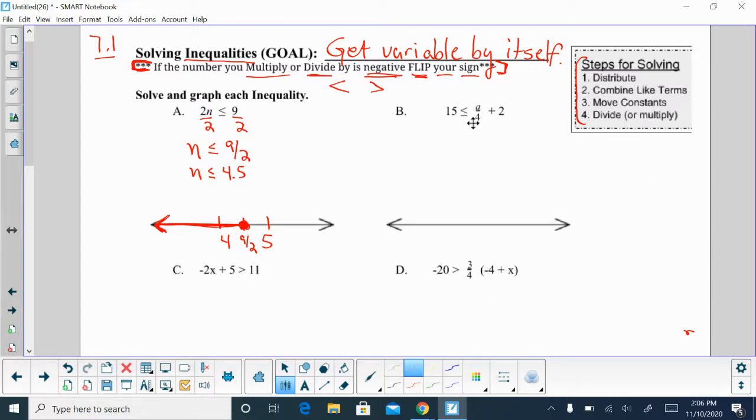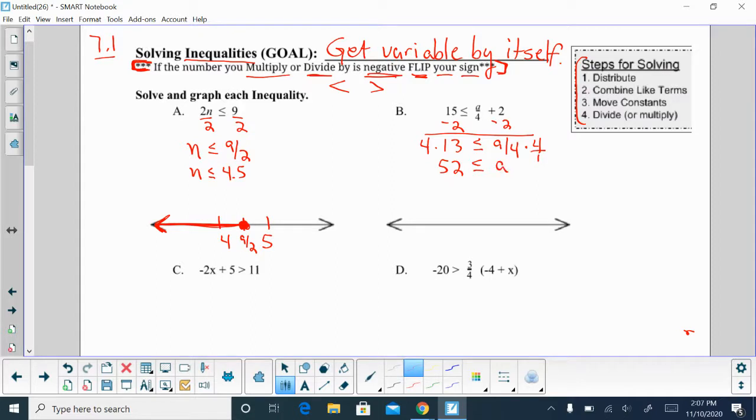Now let's do B. 15 is less than or equal to a divided by 4 plus 2. So I need to get my constants together. So I need to move this 2 over here. Now subtracting, 13 is less than or equal to a over 4. One more step. I am dividing by 4. I need the a by itself. So I'm going to have to multiply both sides by 4 to simplify this down and to solve for a. 4 times 13 is 52, is less than or equal to 4 divided by 4, which winds up with an a.